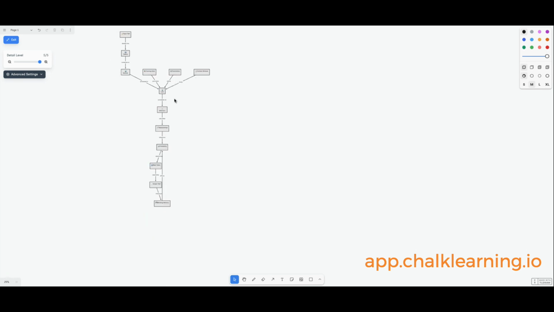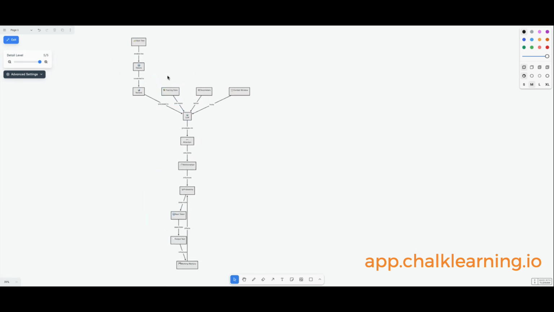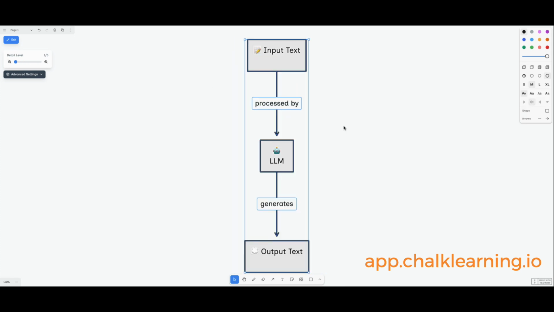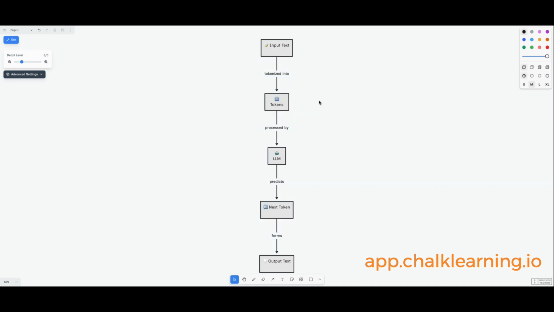So if we go back to our 5 levels of complexity, level 1 is that we take an input text, it's processed by a large language model, and that then generates an output. Level 2, though, is we have the input text being tokenized, which means it's split into tokens. Again, processed by the LLM, but the LLM is actually trying to predict that token, which enables it to form the output text.